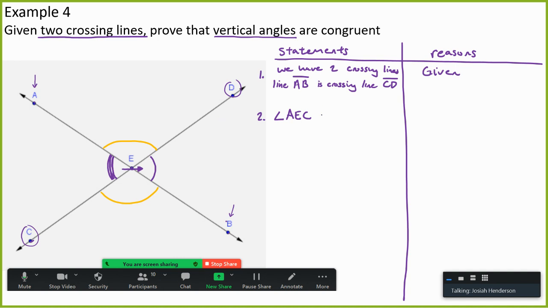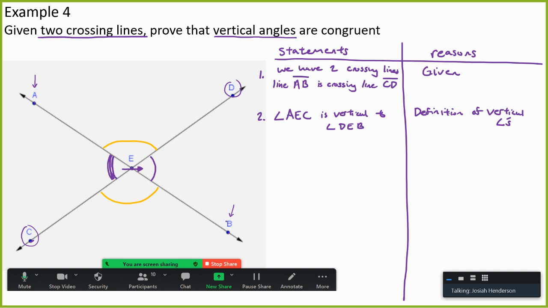So angle AEC is vertical to angle DEB. How do we know that? The definition of vertical angles. We just defined it last screen. That's what a vertical angle is. Definition of vertical angles. I'm going to use a little shorthand and use my symbol for angles, okay? Definition of vertical angles. Terrific.